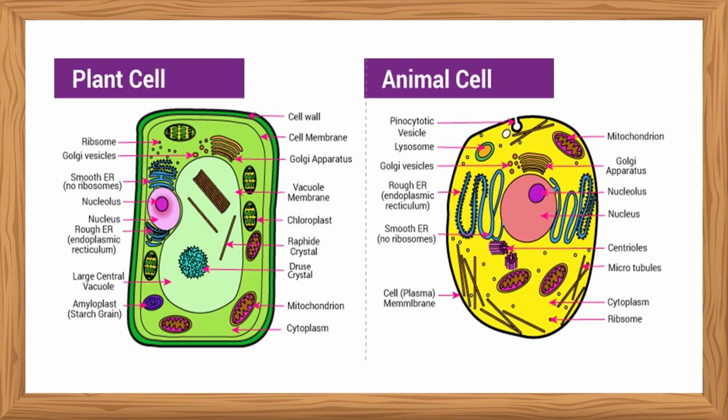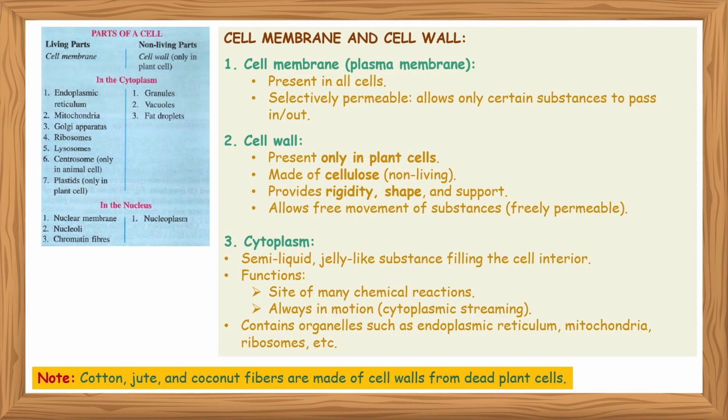These are the images of the plant cell and animal cell. You can find out the differences between the two types of cells. Parts of a cell: the living part is the cell membrane and the non-living part is the cell wall, which is found only in plant cells. In the cytoplasm, the parts of a cell are endoplasmic reticulum, mitochondria, Golgi apparatus, ribosomes, lysosomes, centrosomes, which are only found in animal cells, and plastids, only found in plant cells.